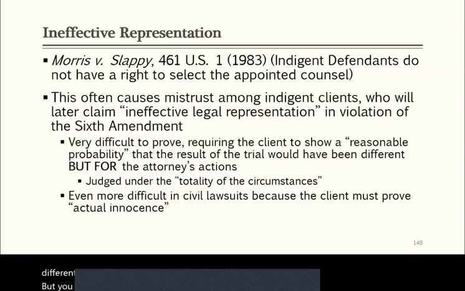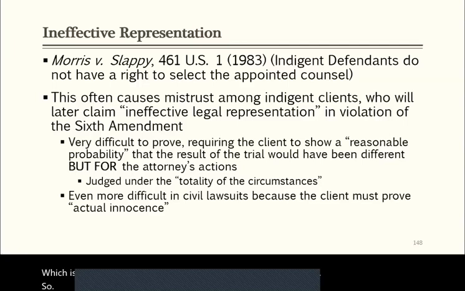Now you can fire your counsel, and usually they'll give you like one chance at a new lawyer. But if you fire that one, well then you've lost your right because you were appointed counsel and you fired them, right? So we did what we were supposed to do. We gave you a lawyer. You can't fire them until you find one you like, right? You get what you get. Now, this often causes mistrust among indigent clients because what they're going to do is they're going to later claim, as I mentioned earlier, that they received, quote, ineffective legal representation, which is a violation of the Sixth Amendment.